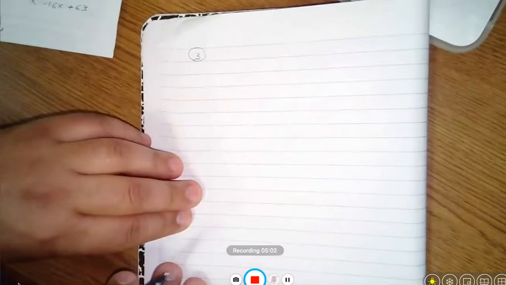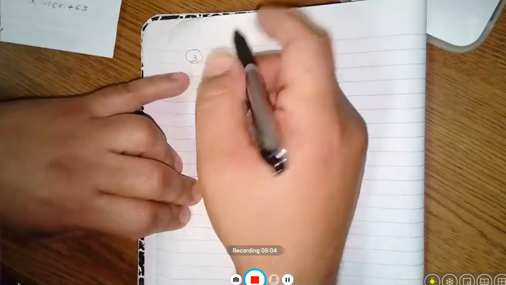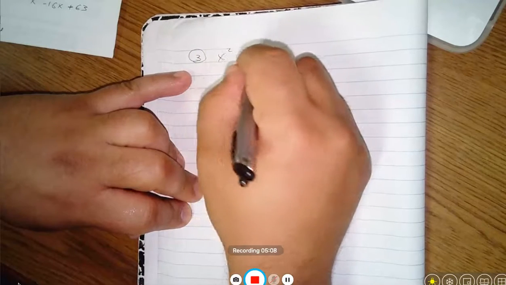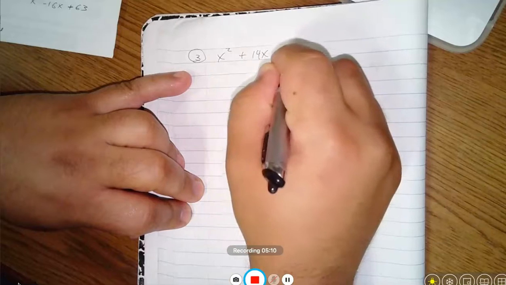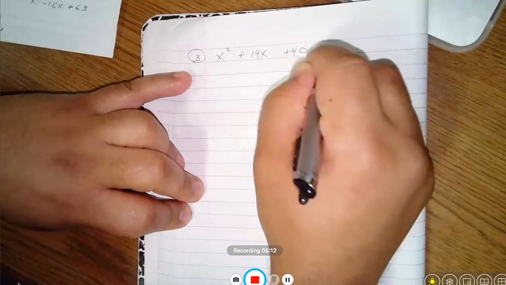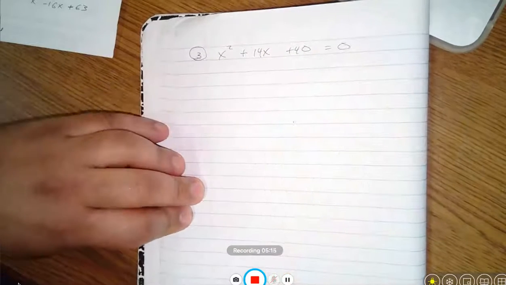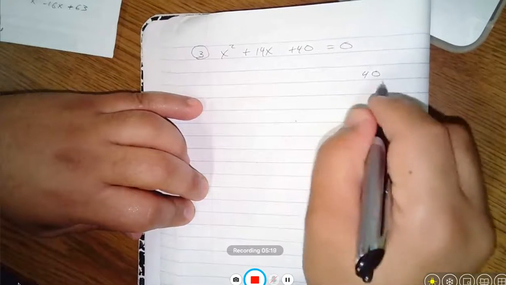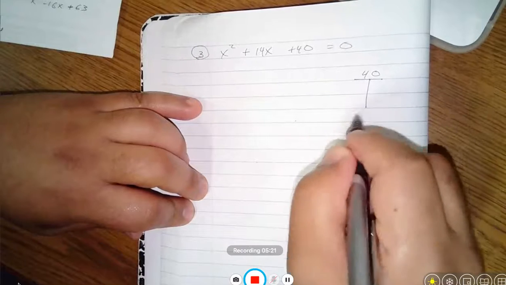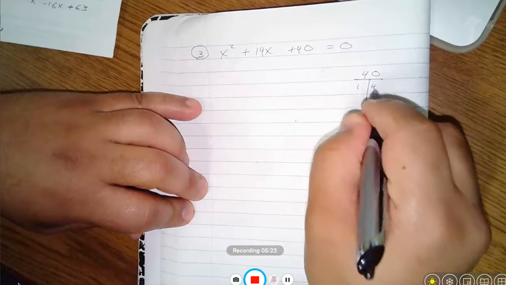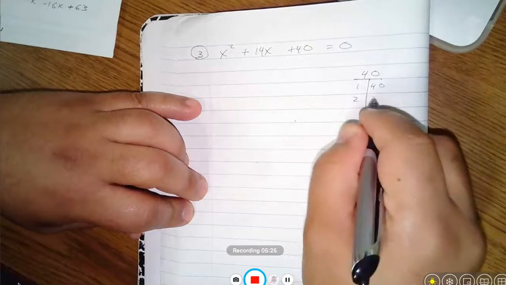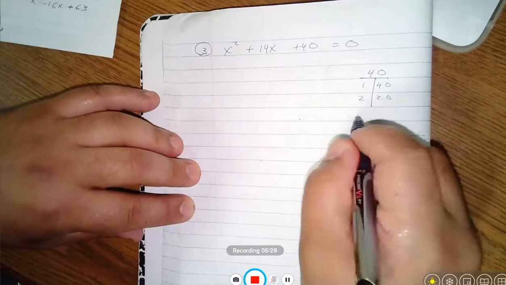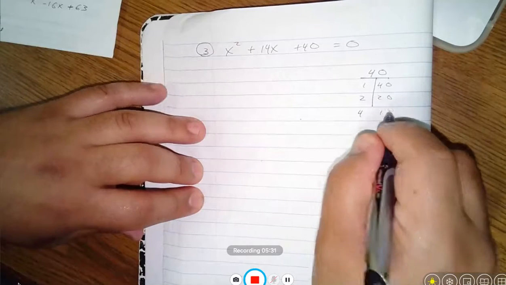This is problem number 3 on the homework yesterday. X squared plus 14x plus 40 equals 0. At that point, again, we are finding factors of 40 that combine to a positive 14. 1 and 40, we know that's not going to work. 2 and 20, we know that's not going to work. What other factors of 40 do we have? We have 4 and 10.